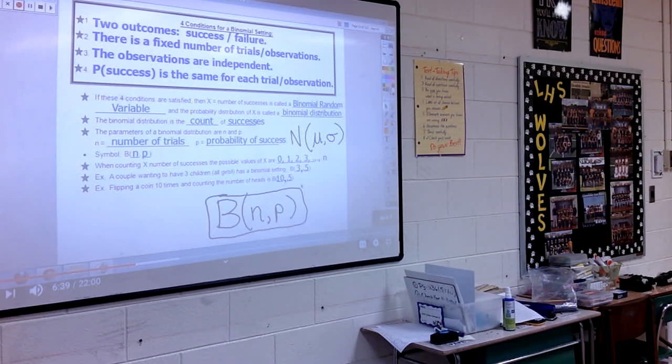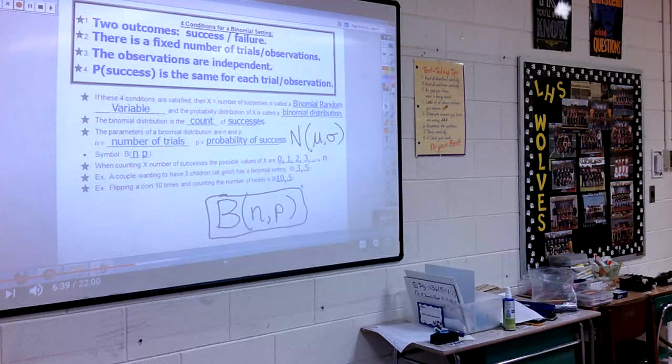So the first condition for a binomial is that you have to have two outcomes. It has to be either a success or a failure. One of the examples is shooting a free throw, making it or missing it. One could be rolling a 3 on a die. You either roll a 3 or you roll a different number. But there has to be two set outcomes that we're looking for.